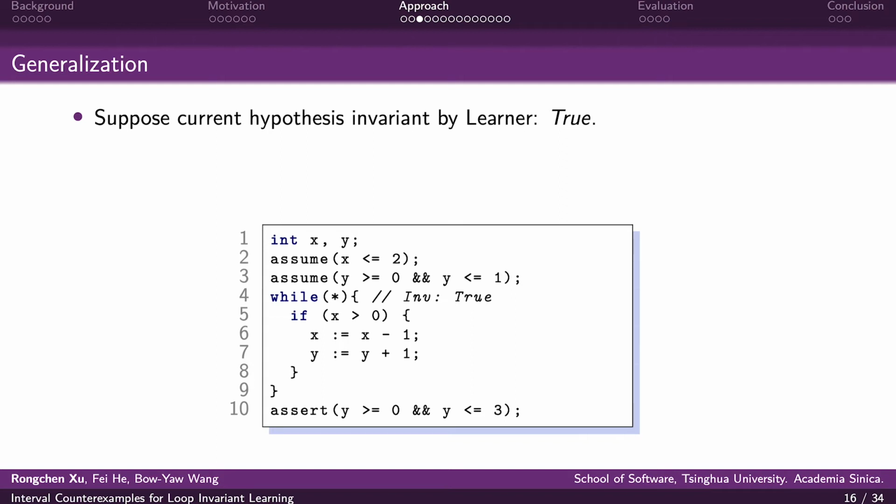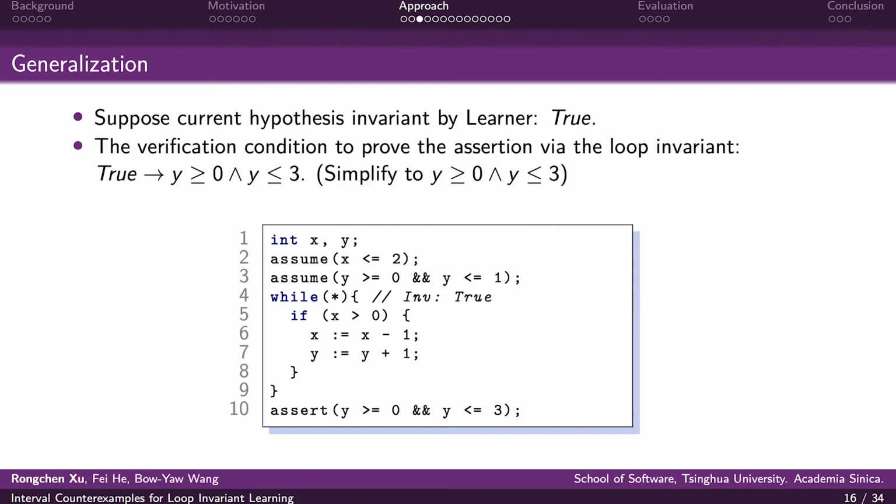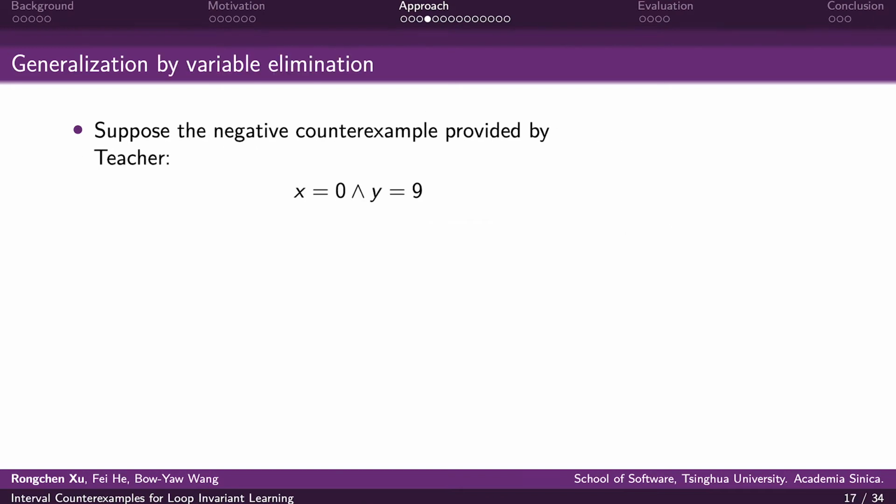We use the previous example again. Suppose the current hypothesized invariant is true. We use the invariant to construct the verification condition for the post assertion, which is true implies y greater than or equal to 0 and y less than or equal to 3. We can easily simplify it into y greater than or equal to 0 and y less than or equal to 3. We now introduce the first generalization method, variable elimination.